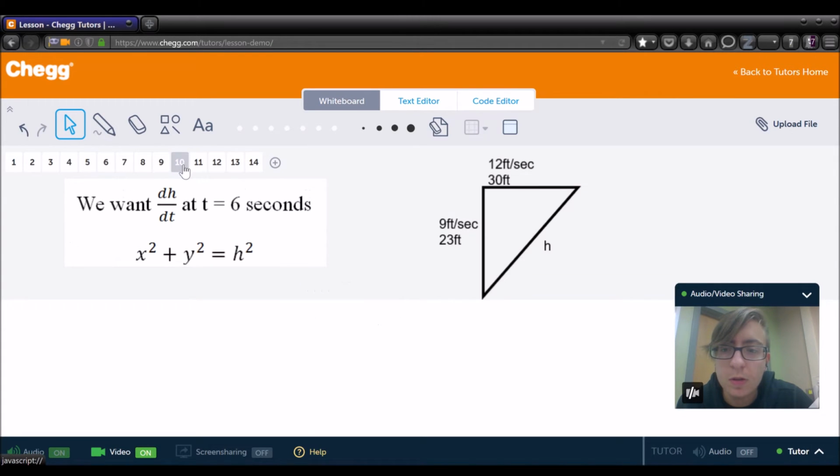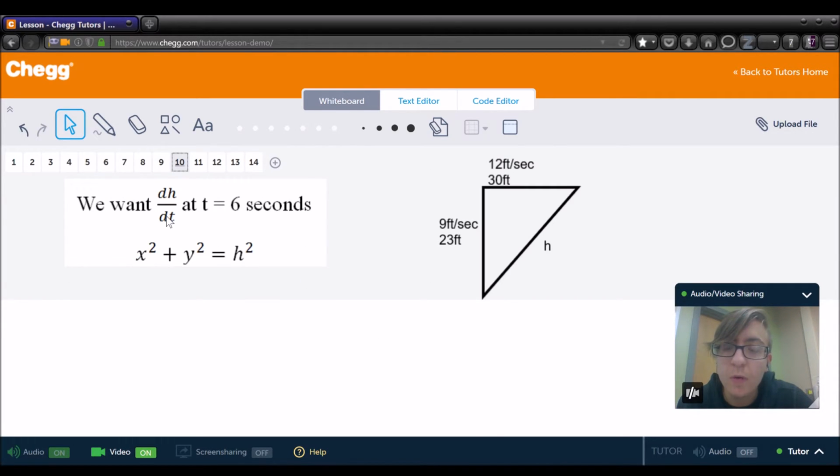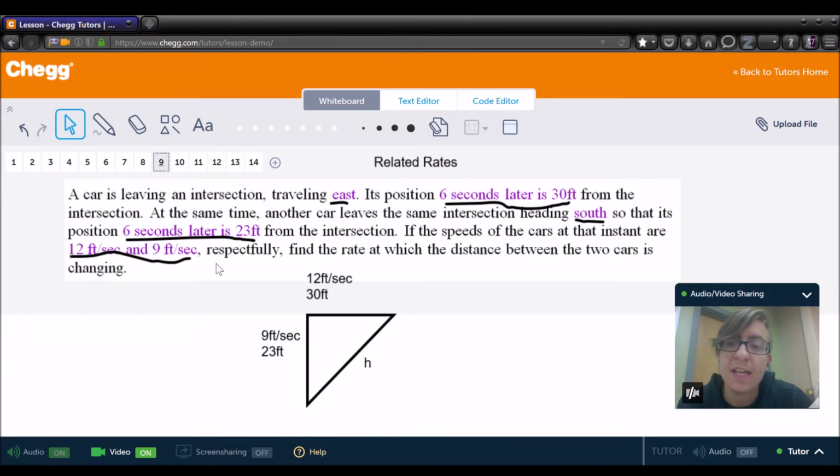So let's look at this. We want dh over dt at the time of 6 seconds. So how do we know this? Well, we don't know what h is, so that's why we know we want dh. And we know it's over dt because it's asking about time. Find the rate at which the distance between the two cars is changing. And it says "at that time" multiple times throughout the question.